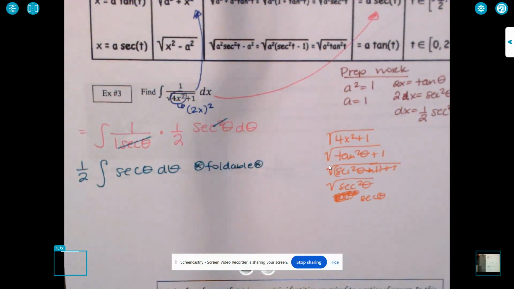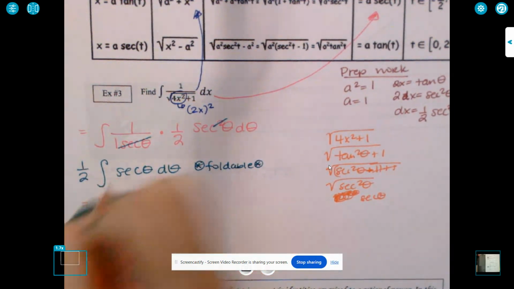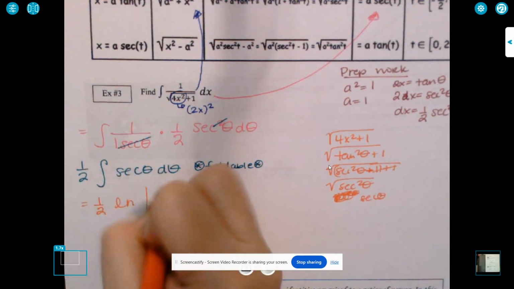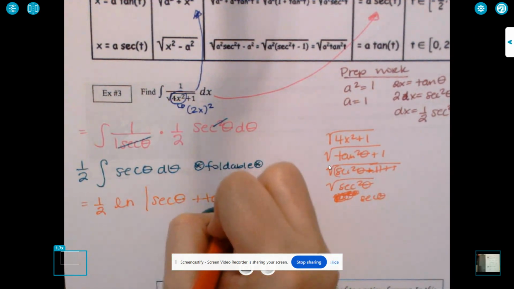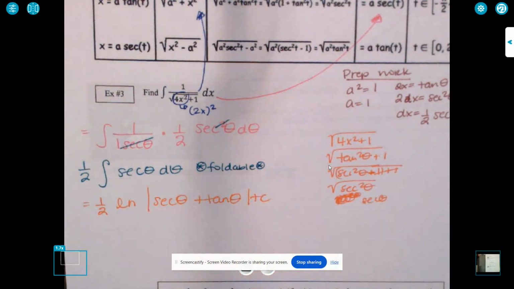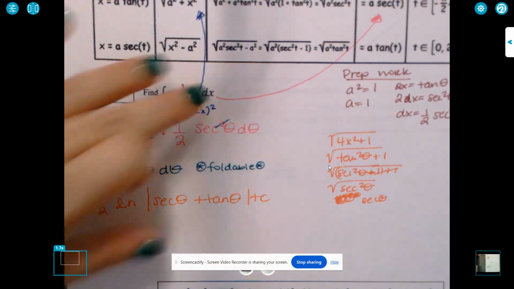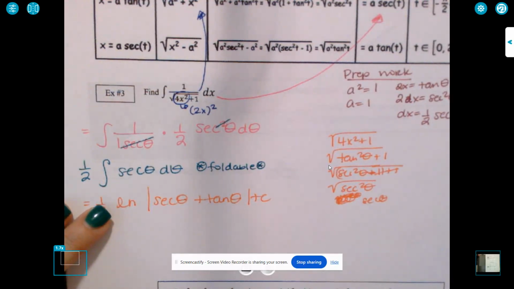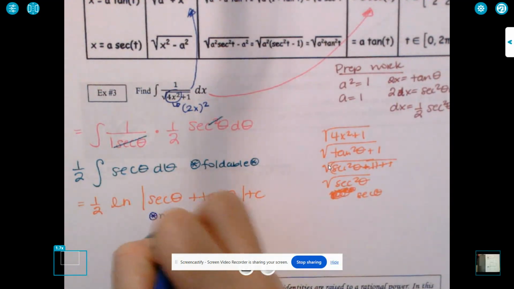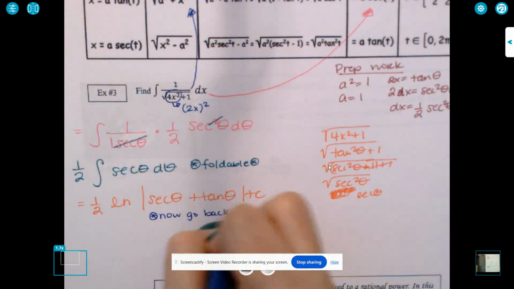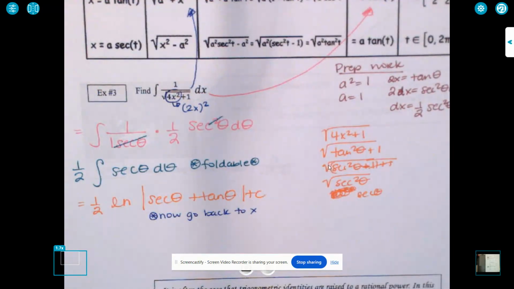And we're going to fill in the fact that we know that's going to equal 1/2 natural log of secant theta plus tangent theta plus c. Okay, so now we have done the antiderivative part. And now remember, from here, we have to go back to our x's. So we're in thetas, and we've got to go to x.